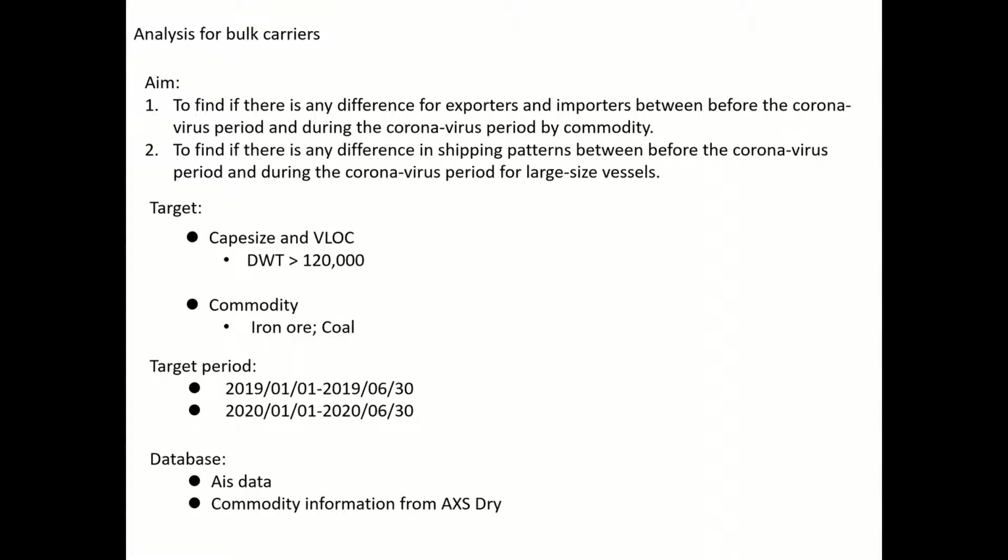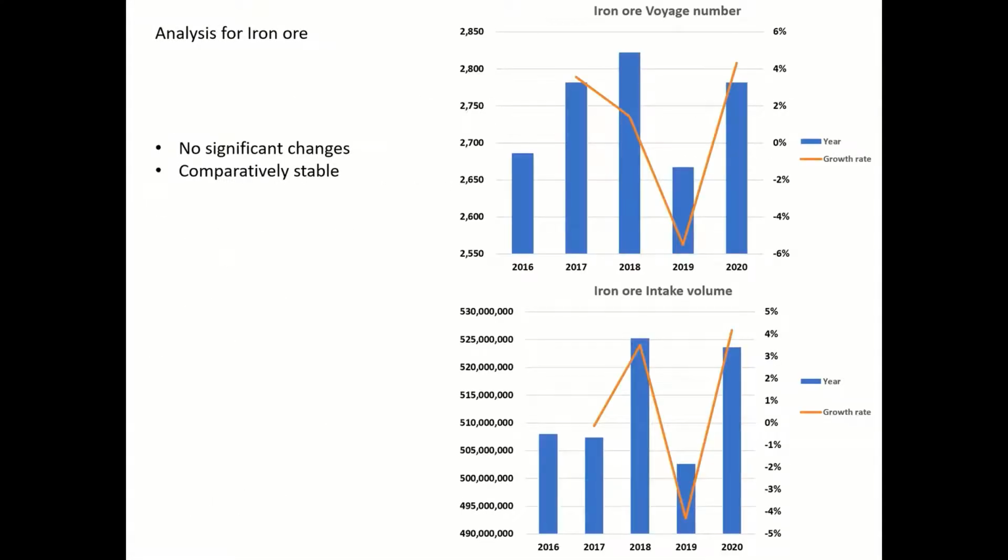So our target is Capesize and VLOC, and most of them will carry iron and coal. And our target period to compare the corona influence is chosen as the first half of last year and the first half of this year. And I will use the database from AIS and the commodity information from XDrive.